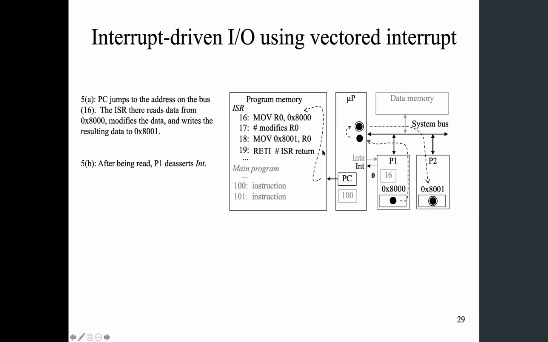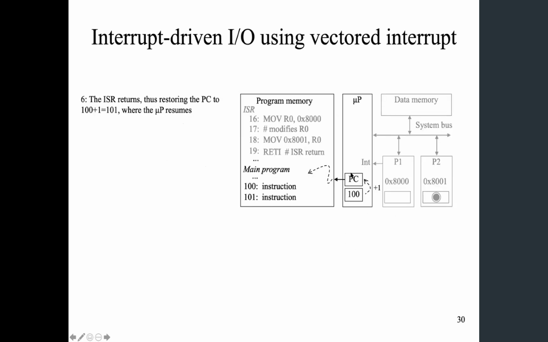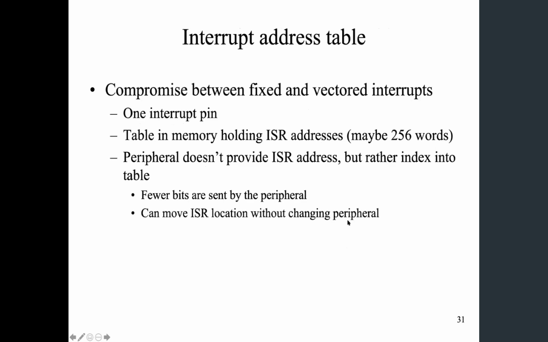And the next thing is the same as in the fixed interrupt case. So the ISR will be executed. We have this data processing, and the updated data will be put into a different peripheral. And finally, the microprocessor will return to the main program. Okay, so that was the very interesting animation that I think will help you to understand how the interrupt works.